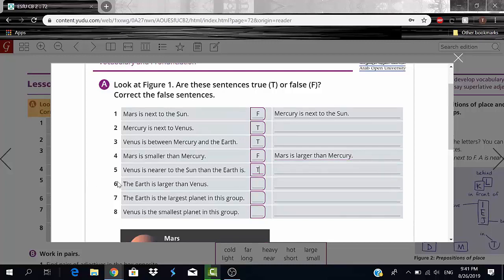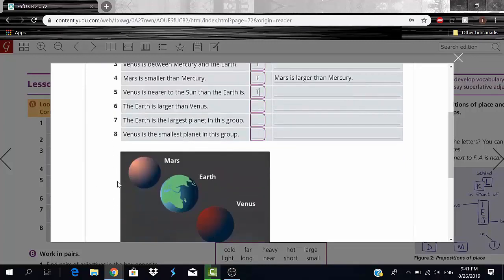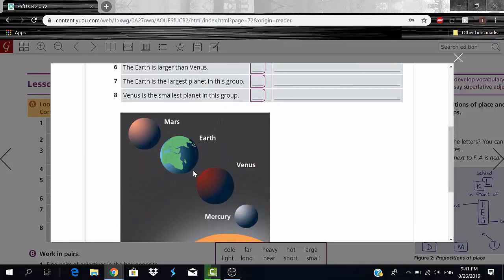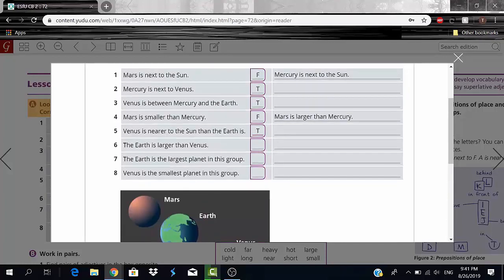Number 6. The Earth is larger than Venus. And the Earth is larger than Venus. Can you guys take a closer look? I'm pretty sure the Earth is a little bit bigger. Okay, they look really similar, but the Earth just seems a tiny bit bigger. So we'll write that as true as well.